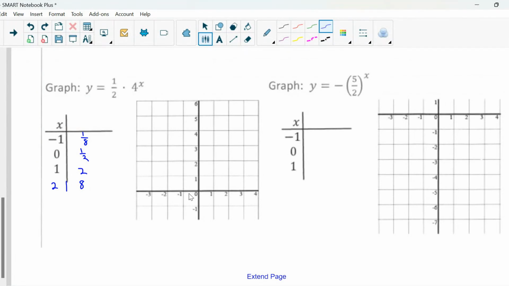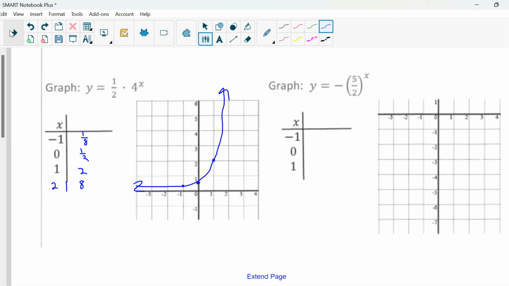So let's graph this. -1, 1/8, 0, 1/2, 1, 2, and then 2, 8 is up here, so we will not quite get there. But connecting our points, we're going to have a graph that looks something like this. So that right there is the basics of graphing exponential growth functions.